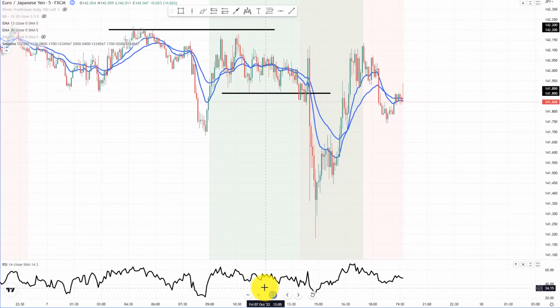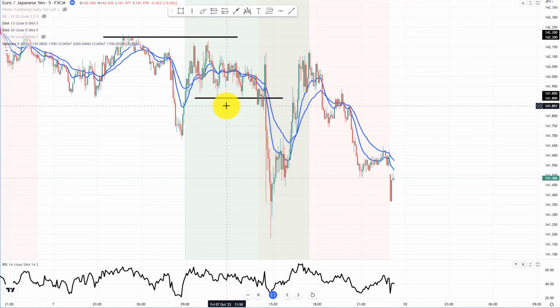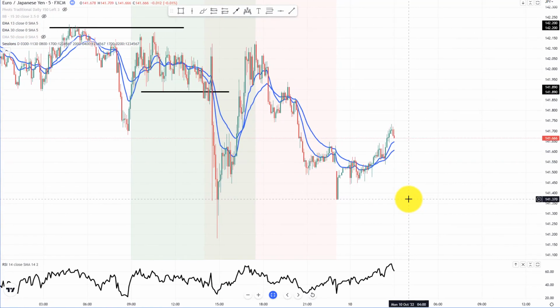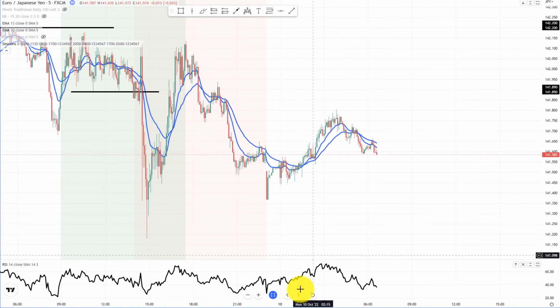You can see just more noise, more sideways. Next day is coming. So you'll always have another day. You never need to force a trade.